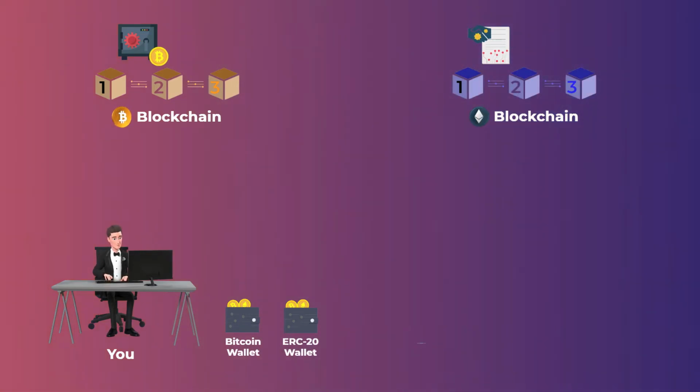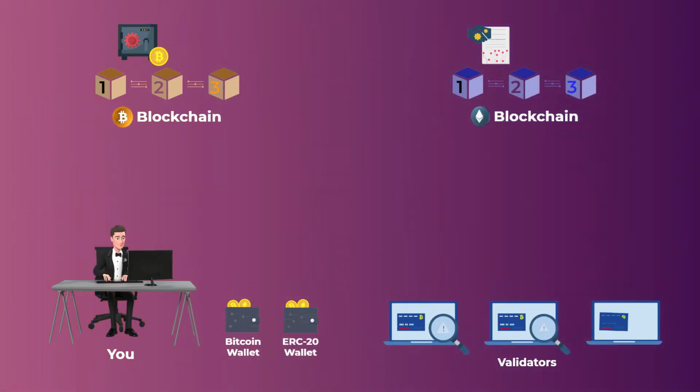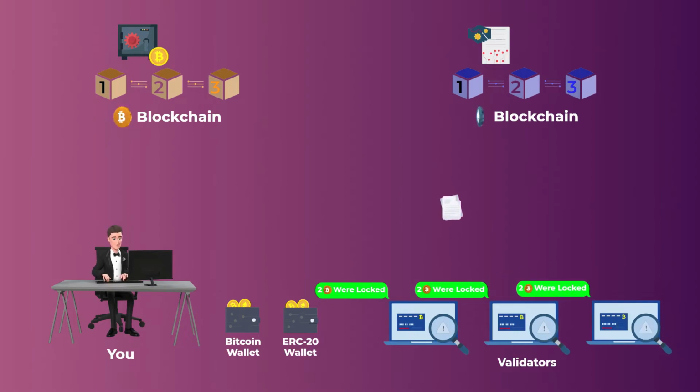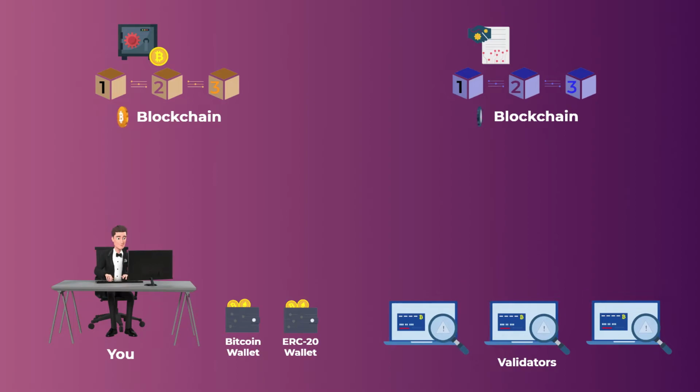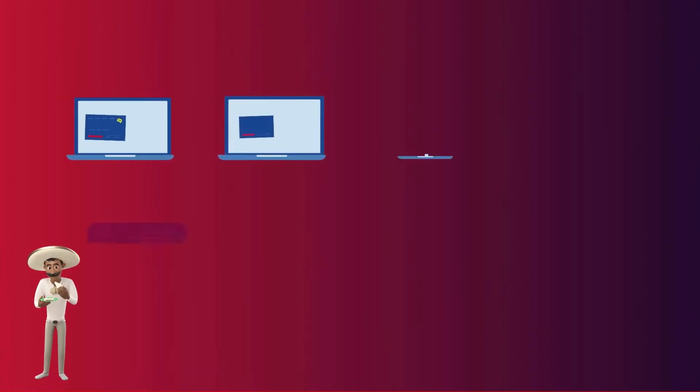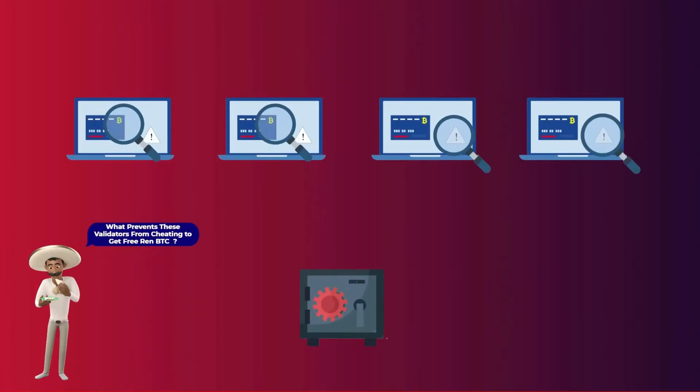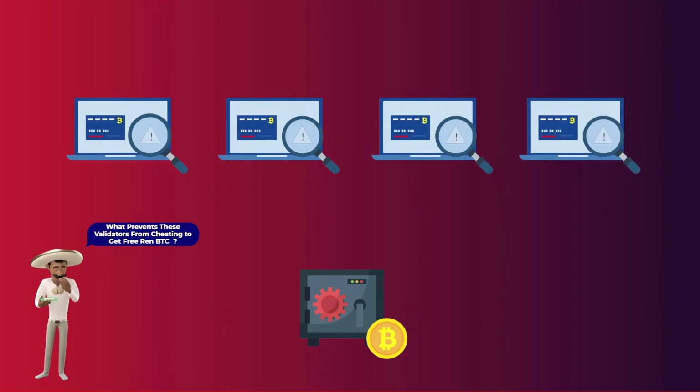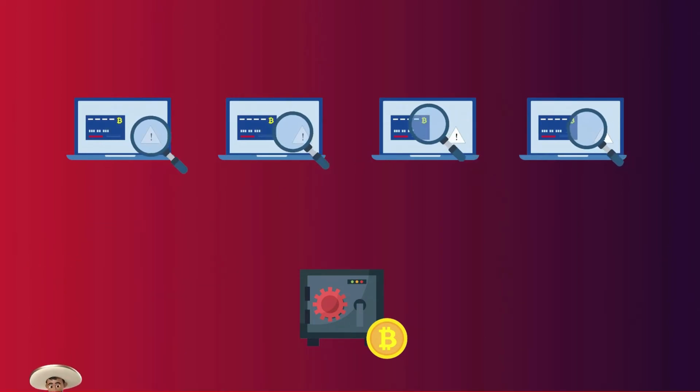Well, there are a large number of validators constantly keeping an eye on the vault to see if any new Bitcoins arrive. When your coins arrive at the vault, the validators send a message to the smart contract on the Ethereum blockchain to mint a specific amount of REN Bitcoin, which equals the amount of Bitcoin you locked up. You may be wondering what prevents these validators from trying to cheat and say that some coins were locked to give themselves some free REN Bitcoins.